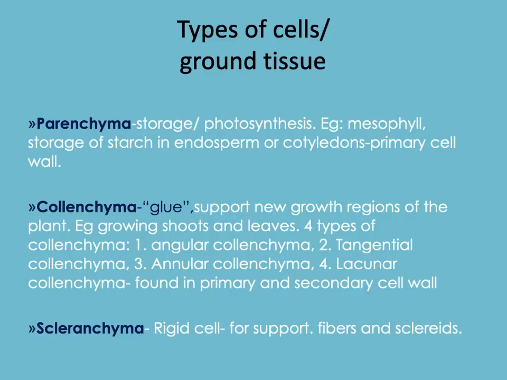And then we have collenchyma cells, which work as a glue to support new growth regions of the plant. So we can find these cells in growing shoots and leaves. The third type of cell is the sclerenchyma cell, which is more rigid for support. Examples are the fiber and sclereid.